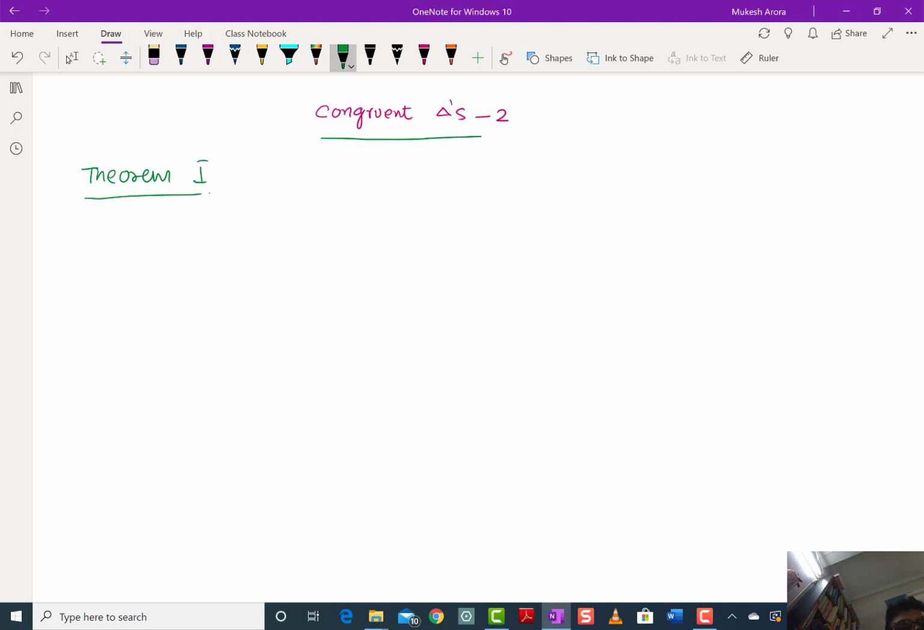Theorem 1 is to prove that equal sides of an isosceles triangle, the angles opposite to equal sides are also equal.